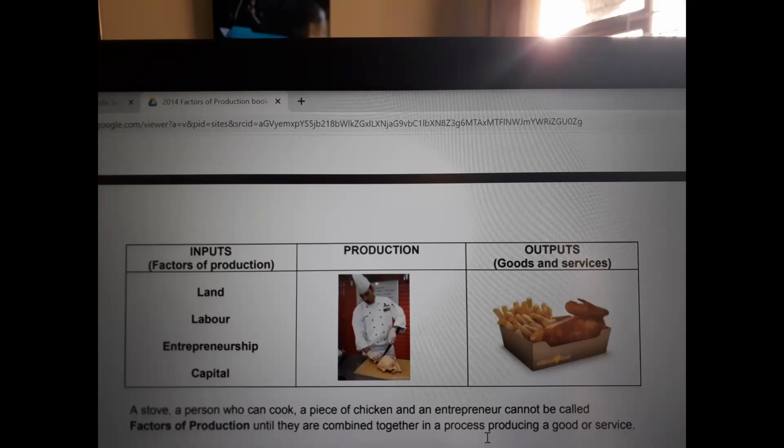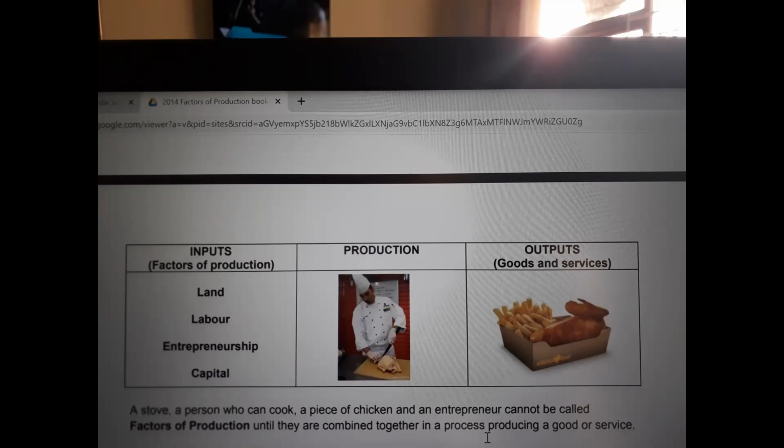Then you need to have the production process. So now you need somebody to cook that chicken, for instance. So there's labor going to be involved. You need a person, maybe the entrepreneur, that is going to do the production process for us. And you even have capital necessary to buy the chicken and to produce it into something. And then the third step is where you've got your final product, and that is going to be the very nice chicken that you're going to purchase with some chips. So that is going to be your outputs.